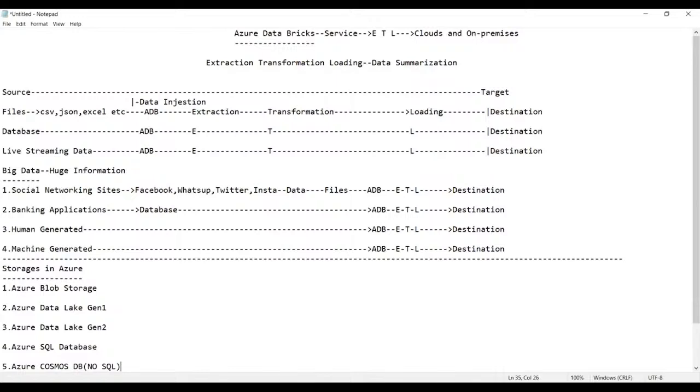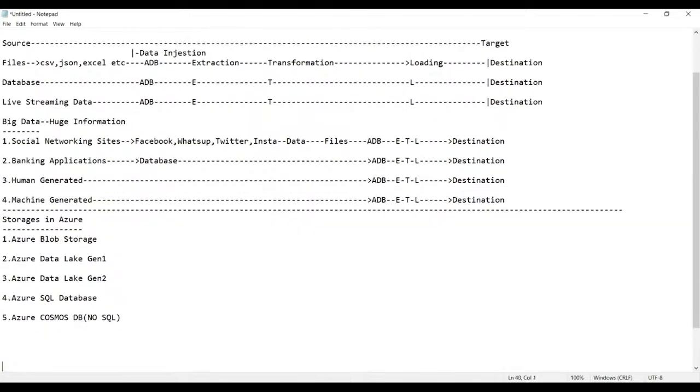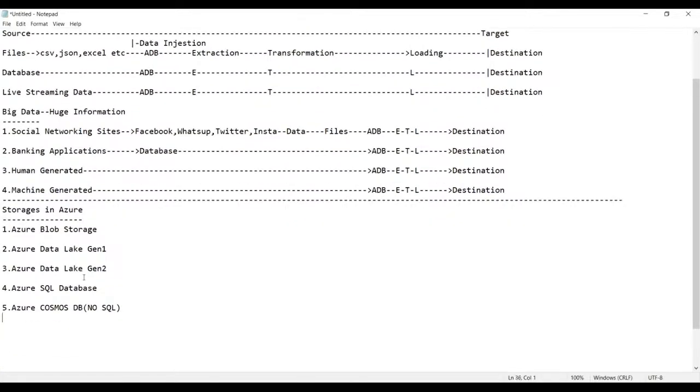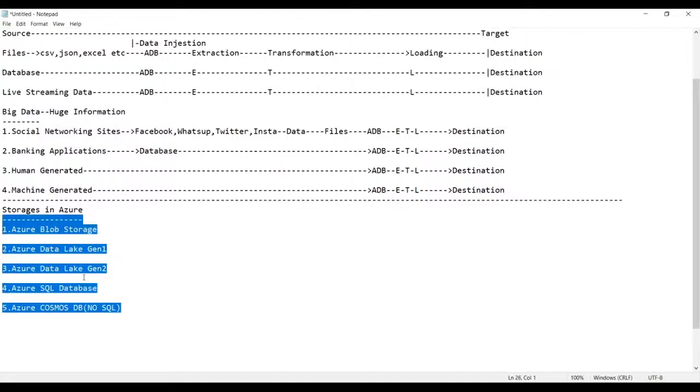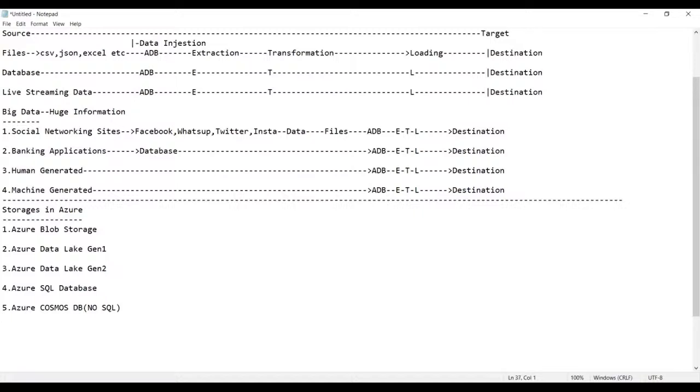It is called a NoSQL database. See my point, everyone? Following everyone, guys, please. This is called a NoSQL database. And afterwards, we can have the next one.